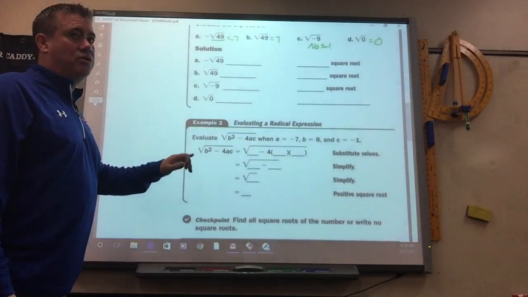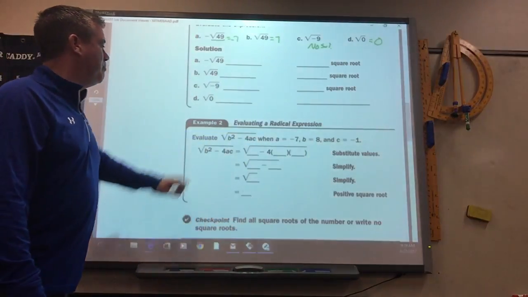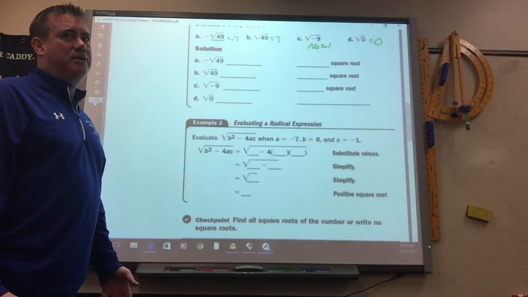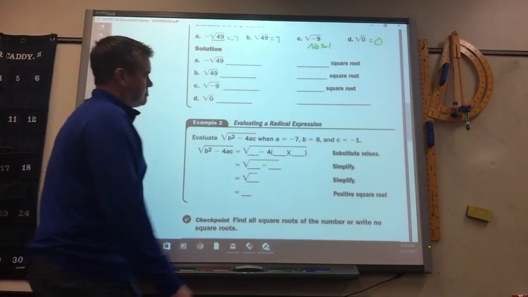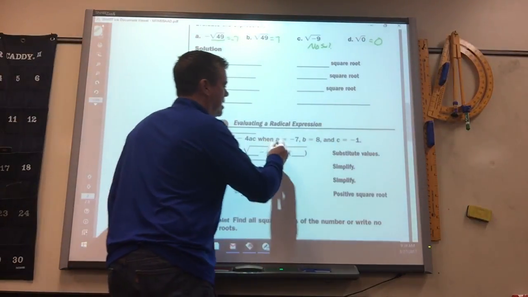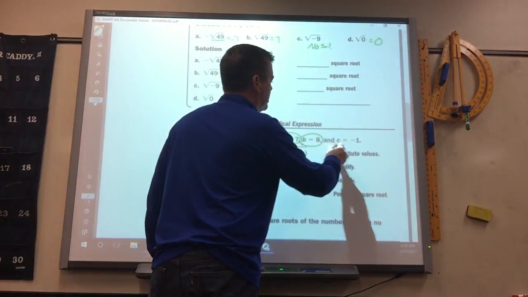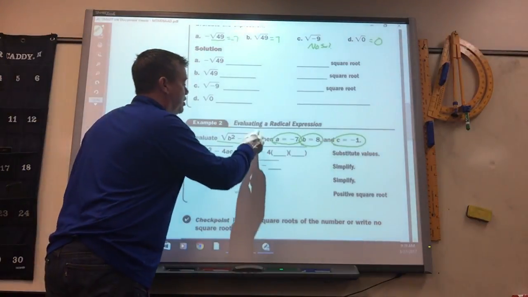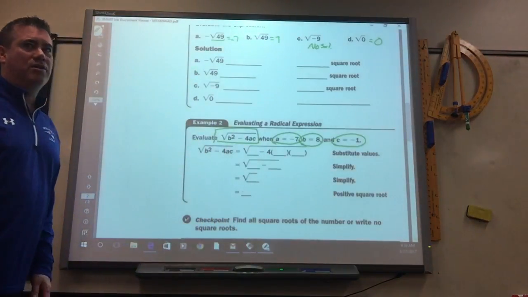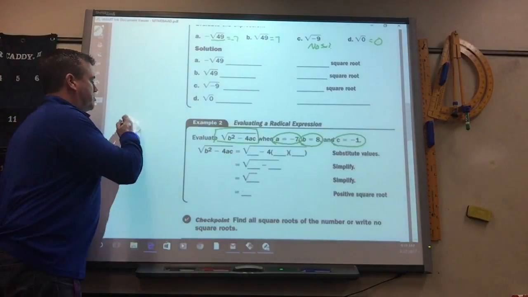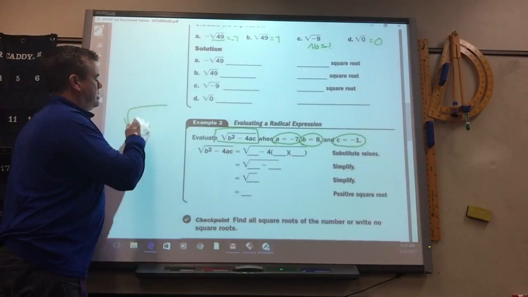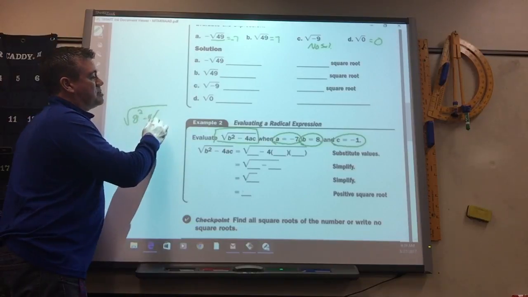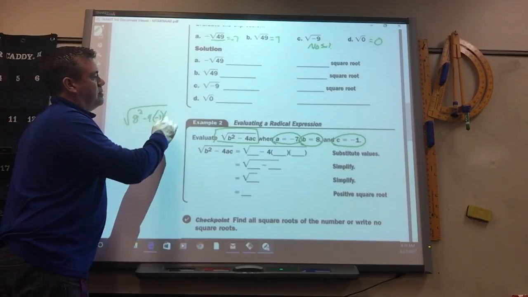Now we're going to evaluate b squared minus 4ac. Does that sound familiar to anyone? No. Okay. They tell us what a is, what b is, and what c is. We're going to be doing this all the time. So you just plug the numbers in. B is 8 squared minus 4 times a times c.